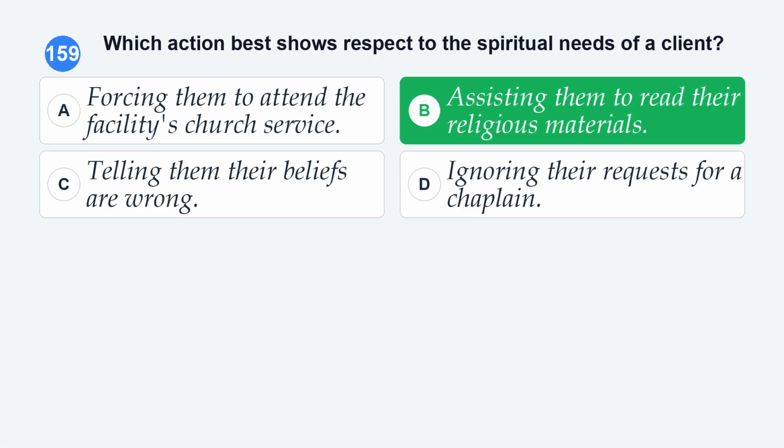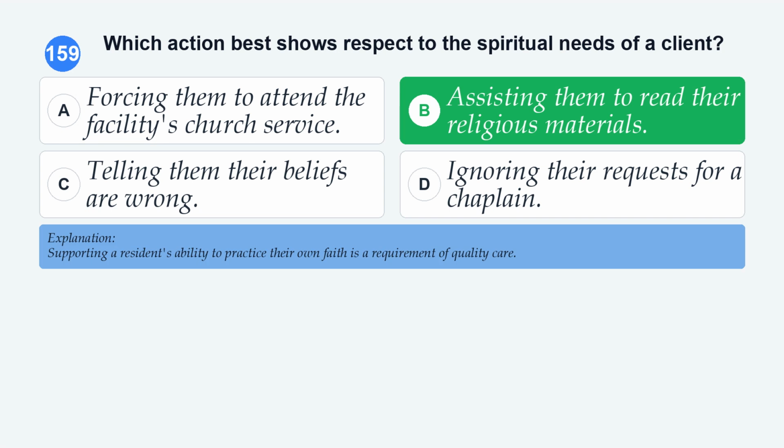The correct answer is option B, assisting them to read their religious materials. Explanation. Supporting a resident's ability to practice their own faith is a requirement of quality care.